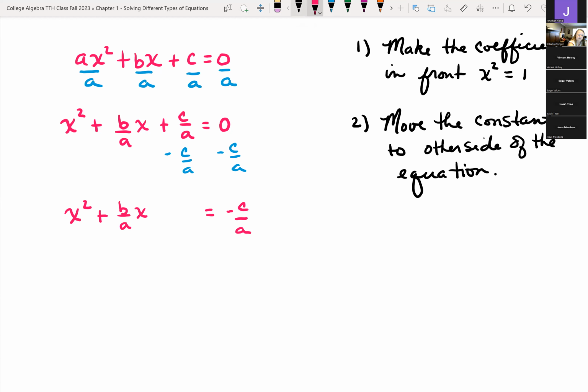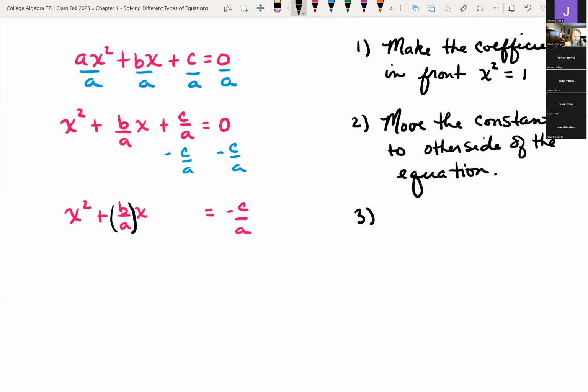So once you've isolated the terms with the variables to one side of the equation and the constant on the other, we're trying to make the left-hand side a perfect square. In order to make that a perfect square, we need the same number that we would add to give us the middle term. We need to take that number and square it to give us the constant.